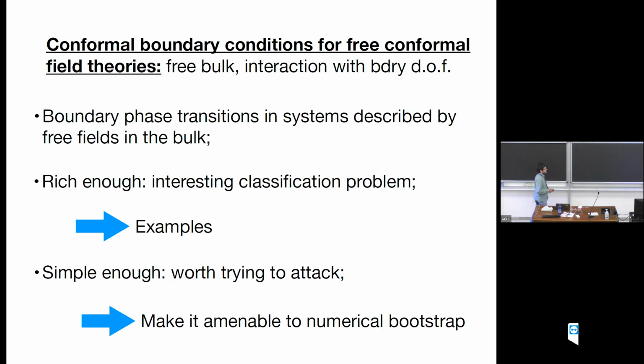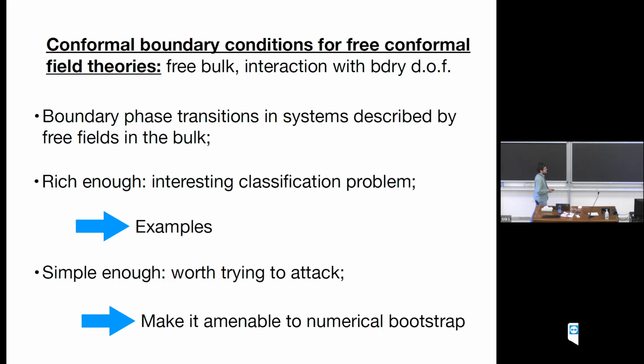Without interaction, we find that there are 2 options. Either we have to set the phi mode to 0, and this is what we call Dirichlet, or we have to set the normal derivative to 0, and this is what we call Neumann. Of course, if I don't care about conformality, I could do more general things. I could perhaps put some constants on the right-hand side of the equations, or I could consider linear combinations. But all of these things would break conformal invariance. So if I don't want to break conformal invariance, these are the only 2 options without boundary interactions.